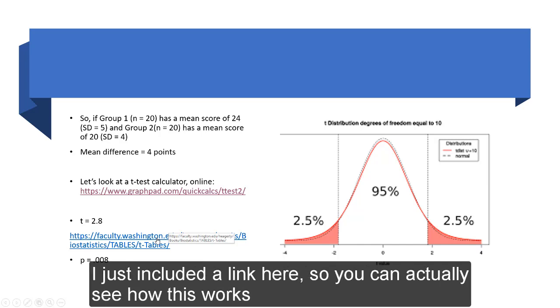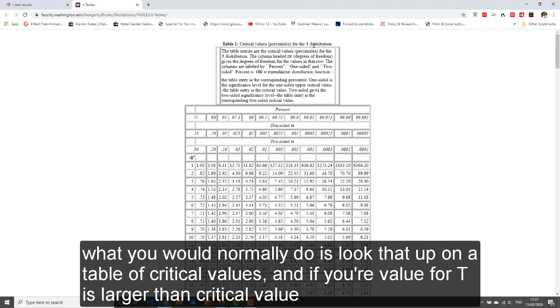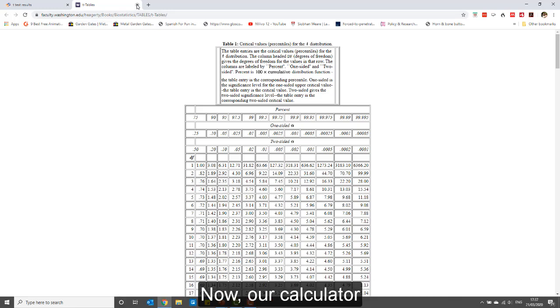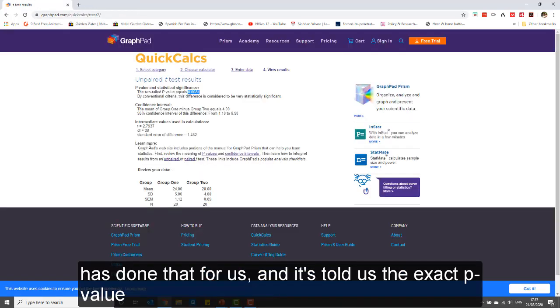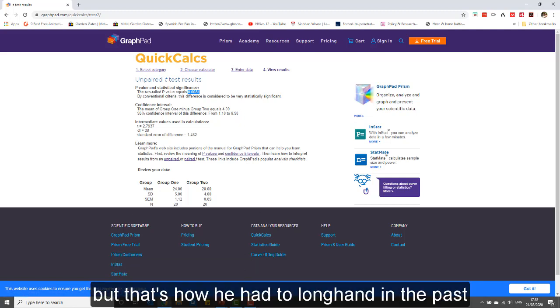I've just included a link here so you can actually see how this works. When you have calculated a t-value, what you would normally do is look that up on a table of critical values. And if your value for t is larger than the appropriate critical value, then you can reject the null hypothesis. Now our calculator has done that for us, and it's told us the exact p-value, which is 0.008, so we don't have to do that step. But that's how we had to do it longhand in the past.